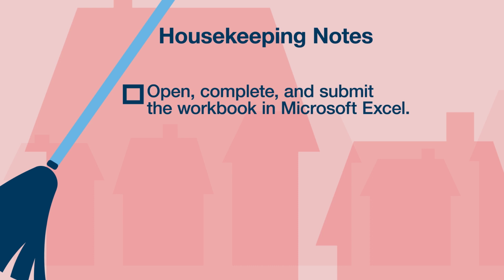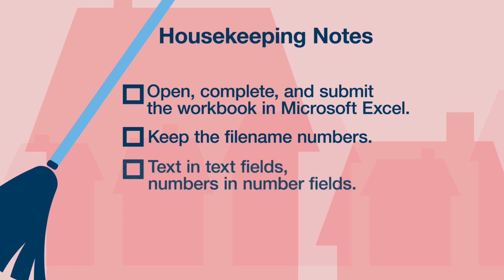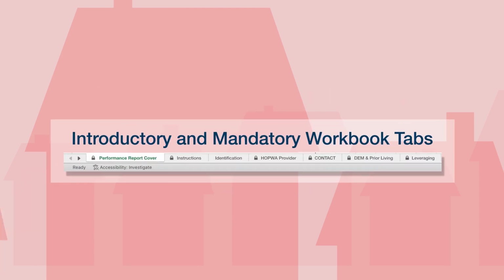The numbers in the workbook file name must remain unchanged as they contain unique identifiers used to process the workbook. If you need to save the workbook with a different name, please only add to the end of the file name, but before the .xlsx suffix. When completing each tab, enter text in text fields and numbers in number fields only. Now, let's look at the introductory and mandatory workbook tabs.